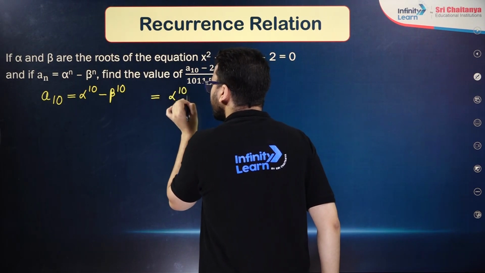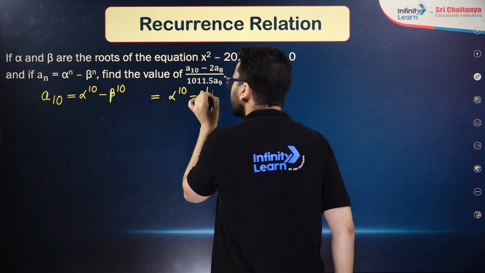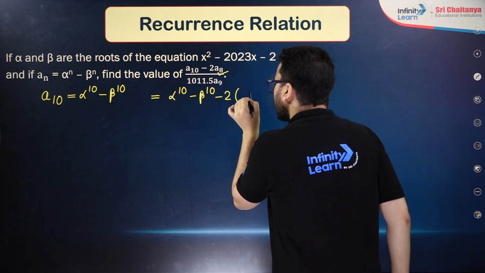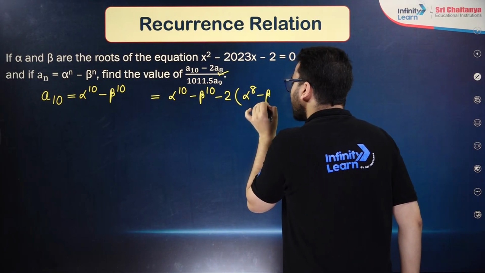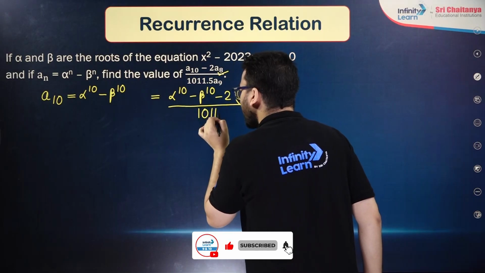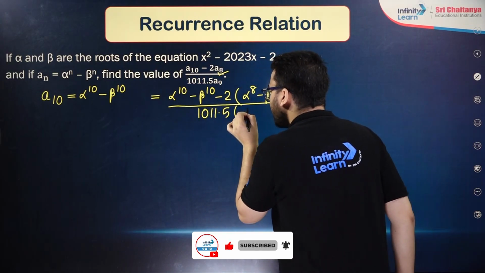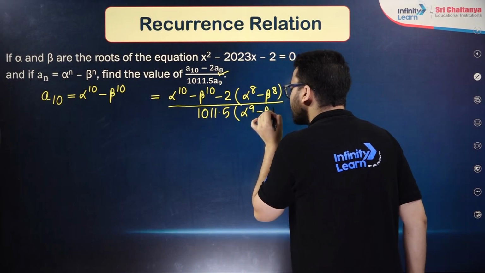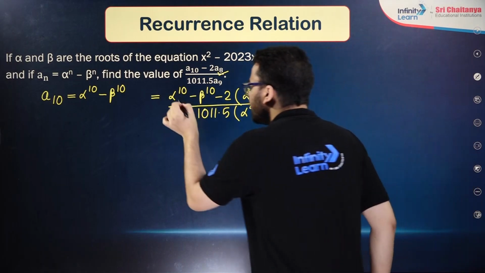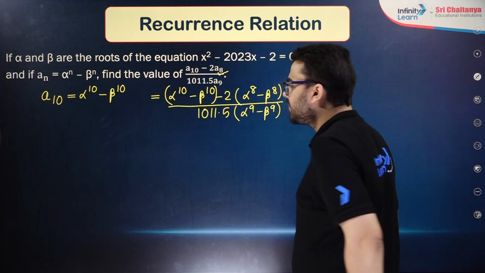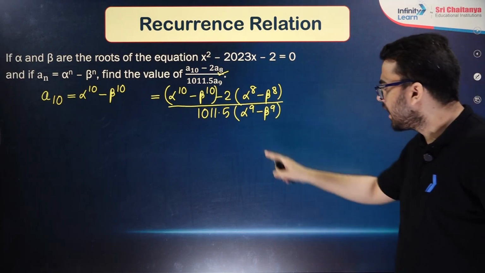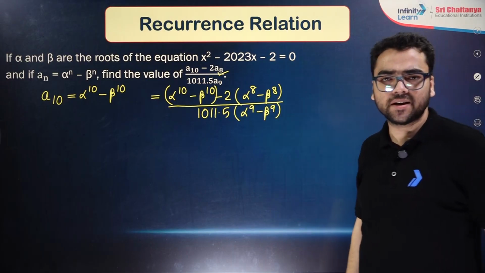This is alpha raised to the power 10 minus beta raised to the power 10 minus 2 into A8, which will be what, guys? Alpha raised to the power 8 minus beta raised to the power 8. And in the denominator, it is 1011.5 times A9, and A9 will be alpha raised to the power 9 minus beta raised to the power 9. So we have to find a relation between alpha raised to the power 10 minus beta raised to the power 10, alpha raised to the power 8 minus beta raised to the power 8, and alpha raised to the power 9 minus beta raised to the power 9.